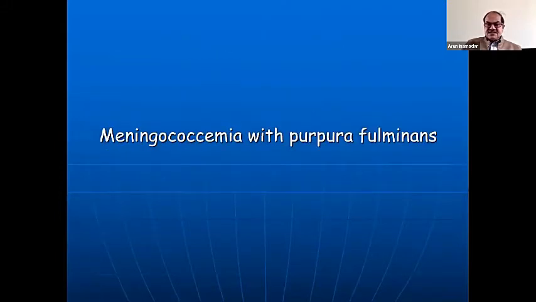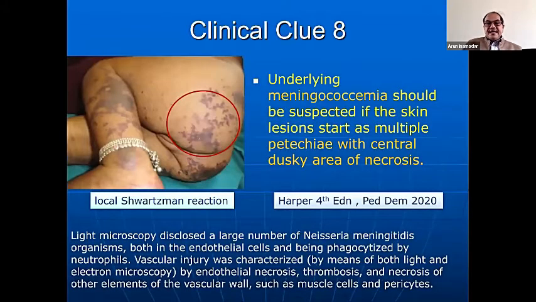Yes, the diagnosis is meningococcemia with purpura fulminans, but what made us think that is a clinical clue? You see both the pictures actually, the underlying meningococcemia should be suspected if the skin lesions start as multiple petechiae with central dusky areas of necrosis. I have made a round picture here with multiple lesions. The pointer which I am showing shows the central dusky areas of necrosis.